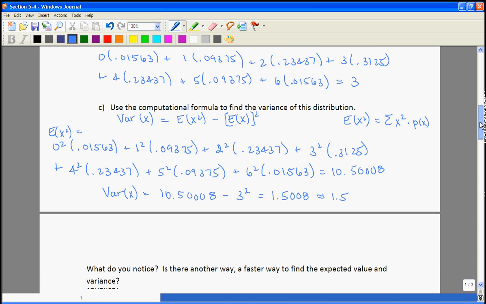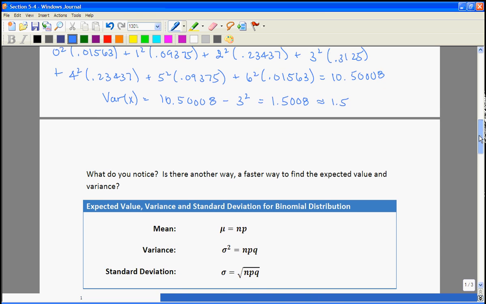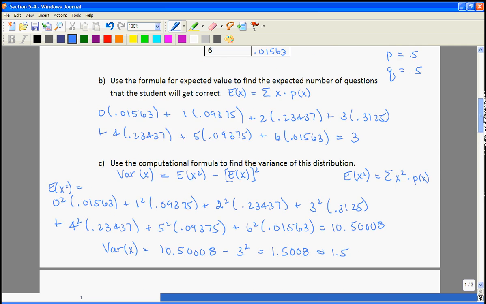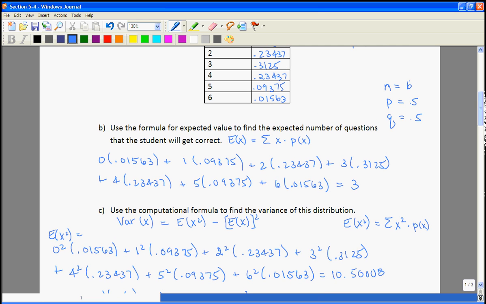But with the binomial distribution, it's actually really easy to find the mean. So instead of going through all of that, taking each value and multiplying by its probability, for the binomial distribution, it simplifies very nicely. To find the mean, you just take the number of trials times the probability of success. If you look back, that's exactly where that 3 comes from, 6 times 0.5.